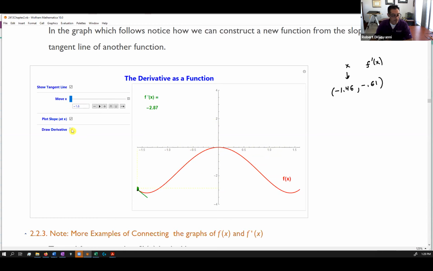So now let me put it all together. If I plot these points and leave them there, here's what I get.